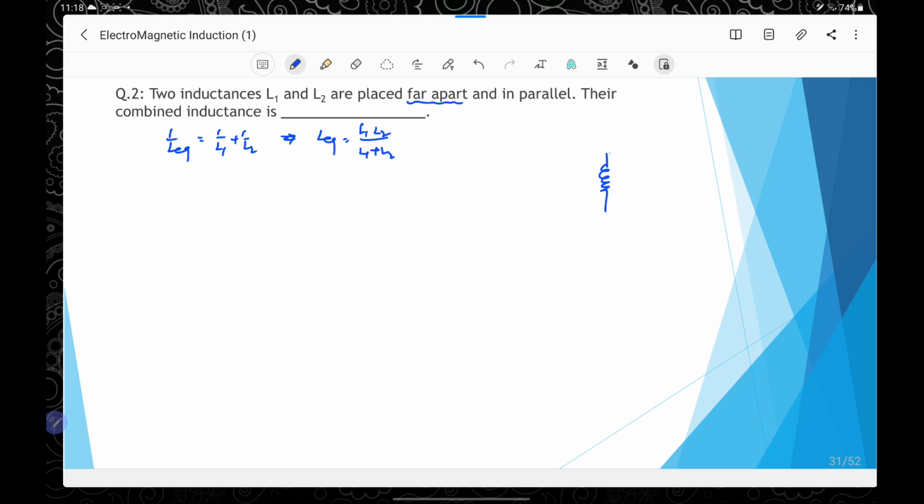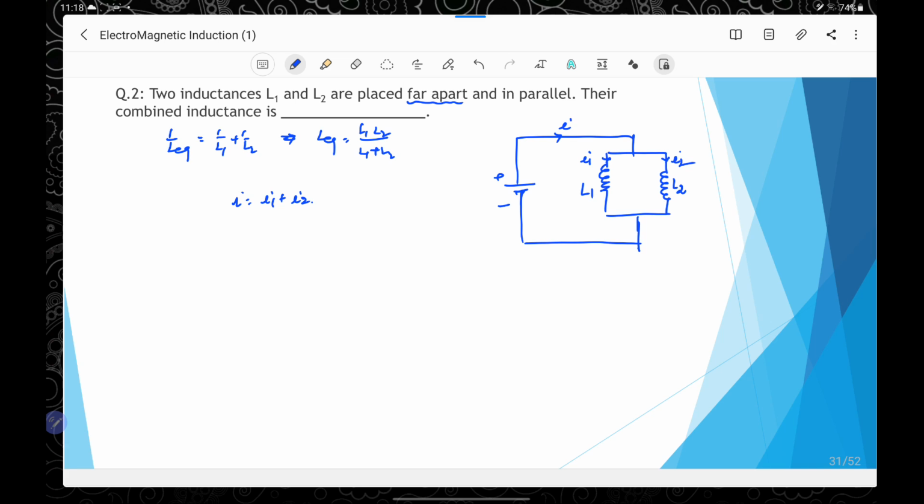This is one of the coils, and this is another coil. These are in parallel, and suppose this is connected to a battery and it gives a current I. This I will get divided into two branches, I1 and I2. The first coil is of self-inductance L1, and the other coil is of self-inductance L2. So here we can say I equal to I1 plus I2.